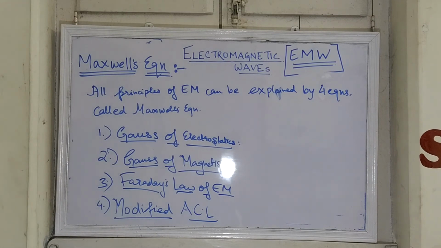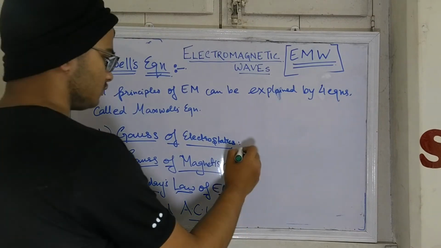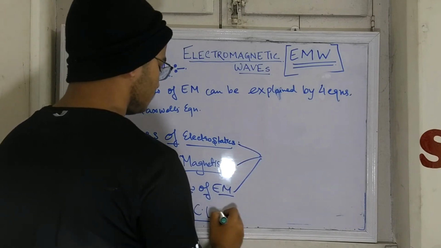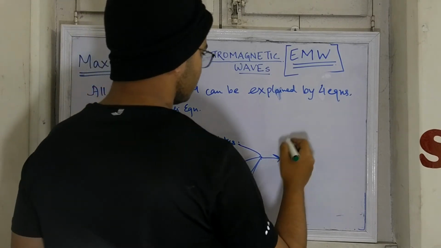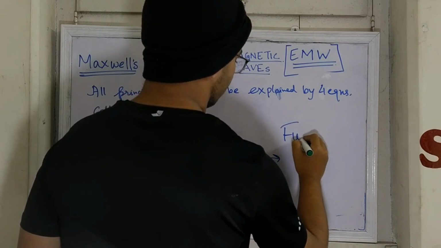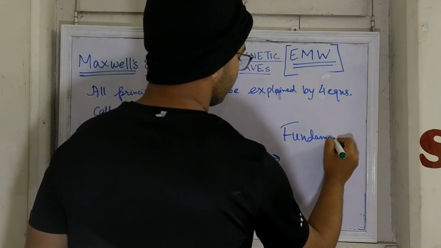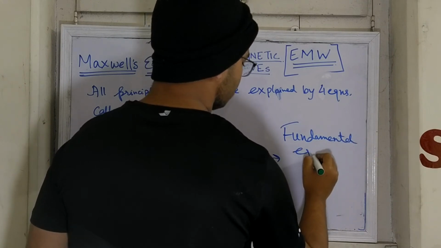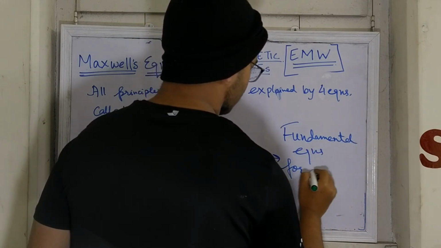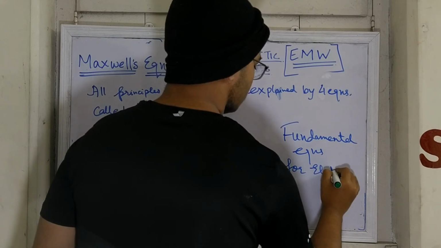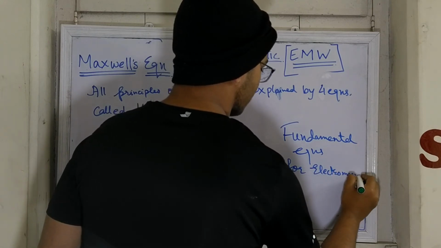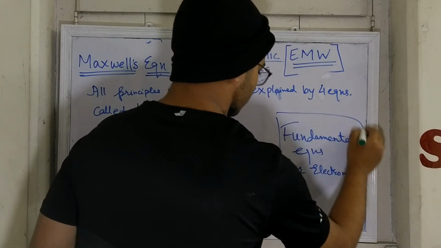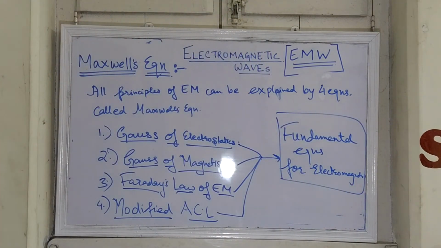Maxwell stated that all these 4 fundamental equations explain the entire principles of electromagnetism. Fundamental equations for electromagnetism. Maxwell said that all 4 equations were sufficient for explaining electromagnetism. Okay.